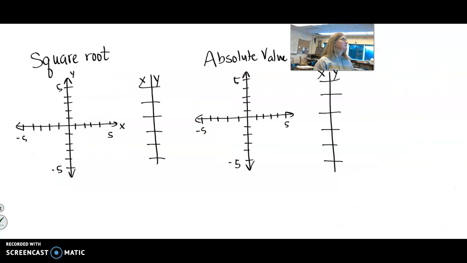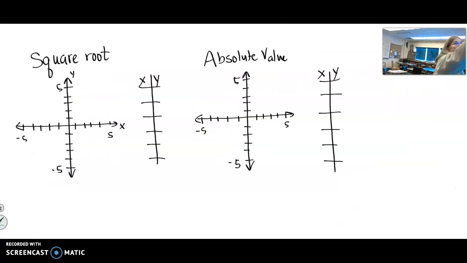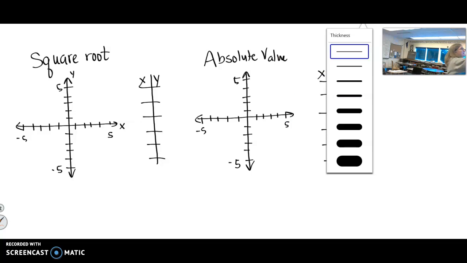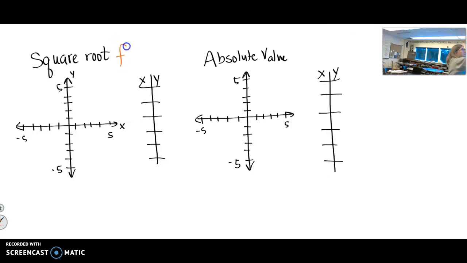Next, we're going to do two more here for now. There are other function families, but this is what we're going to start out with. The square root function. So the square root function is f of x equals the square root of x, the parent function.